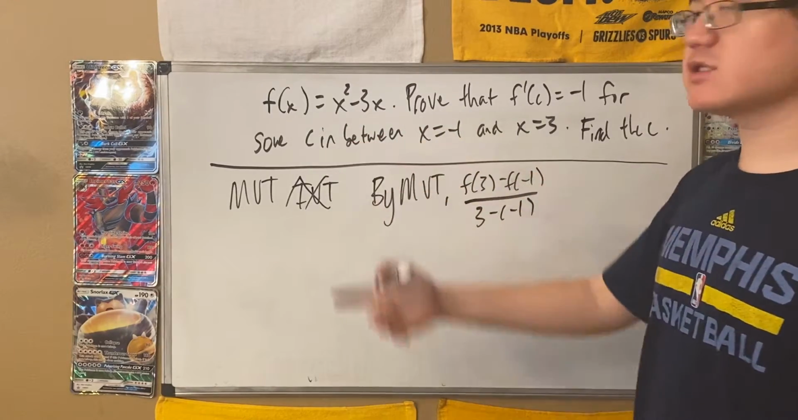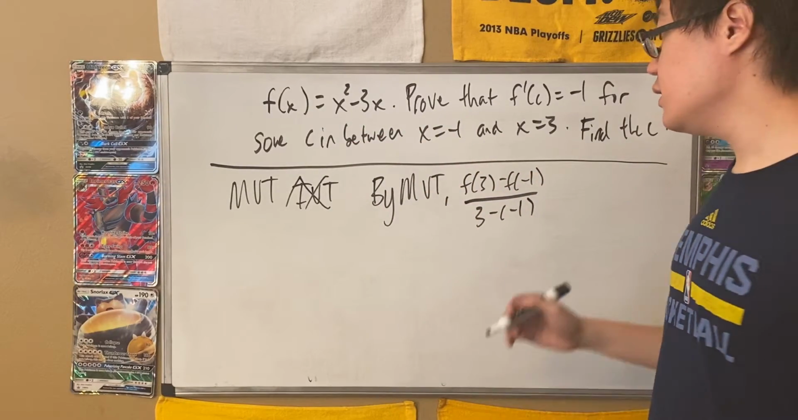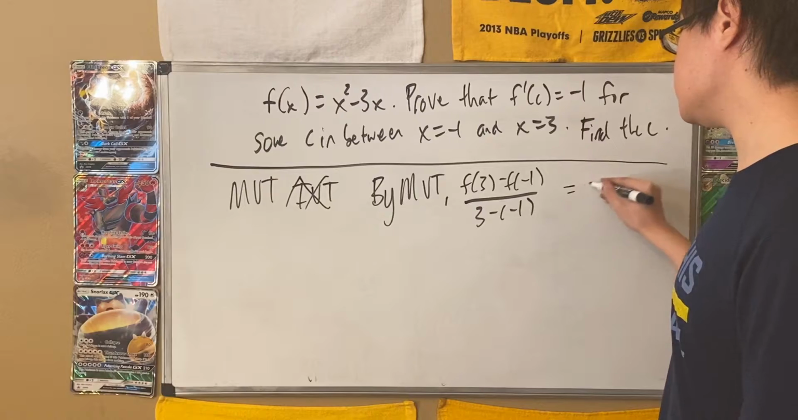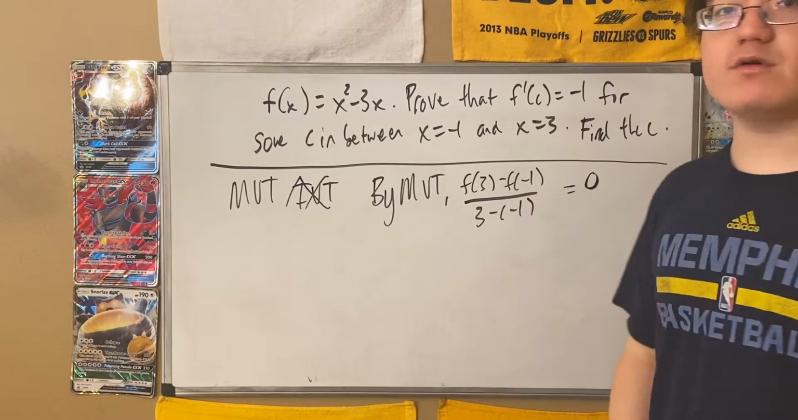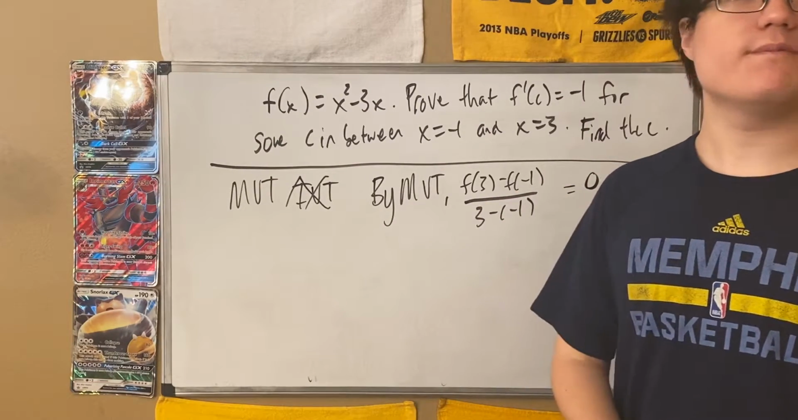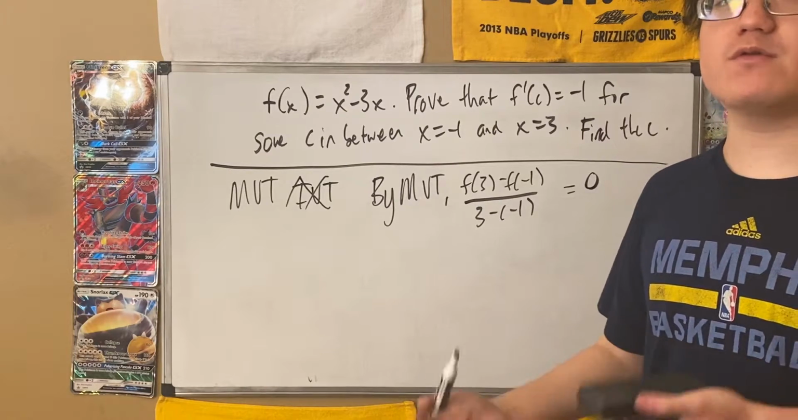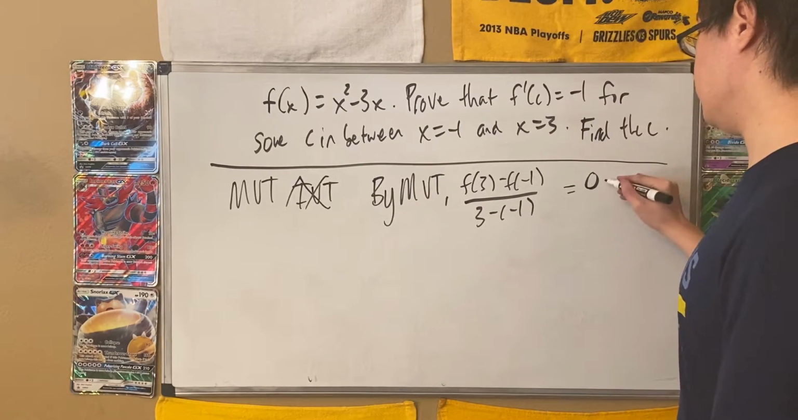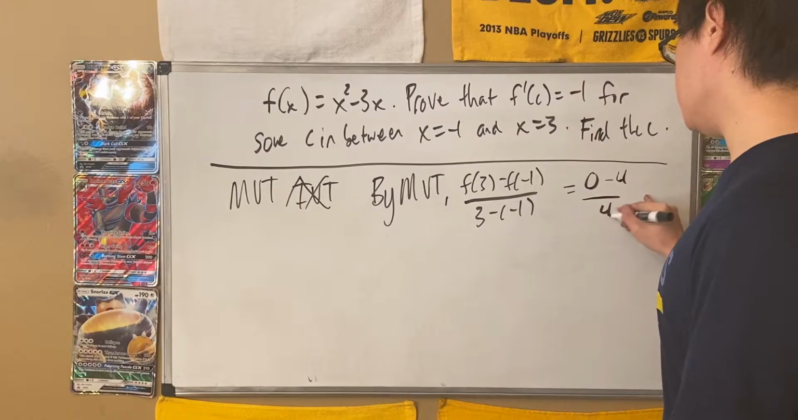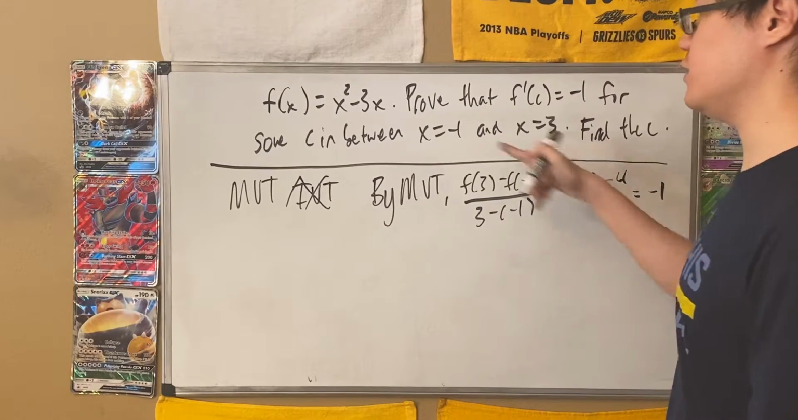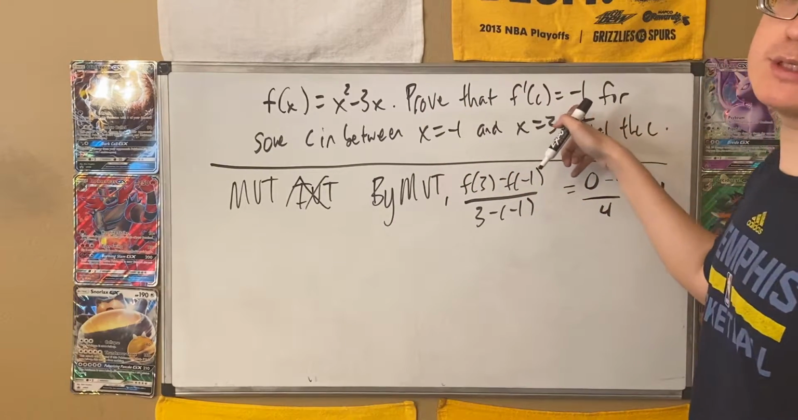When you plug in 3, it looks like it's going to be 3 times 3 is 9. 9 minus 9 is 0, so it can be 0. Then when you plug in -1, -1 squared is 1. Minus 3 times -1, that's going to be 1 plus 3, so it's going to be 0 minus 4 over 4. And notice that this is -1, the number we want. F prime of c equals -1.